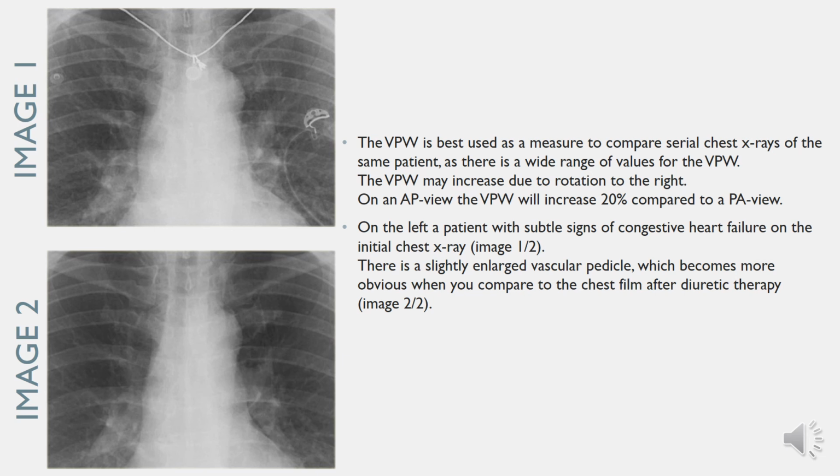Here on the left, there is a patient with subtle signs of congestive heart failure on the initial chest X-ray. But in the second image, we can see that there is a slightly enlarged vascular pedicle, which becomes more obvious when you compare to the chest film after diuretic therapy.